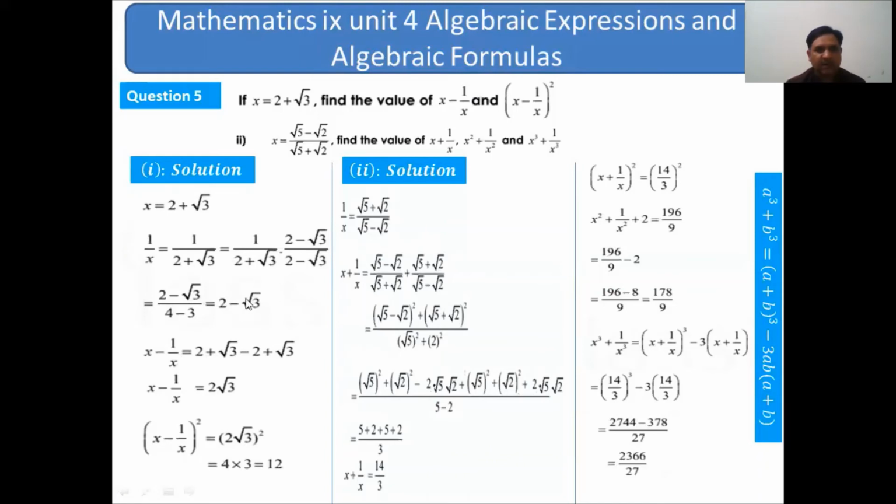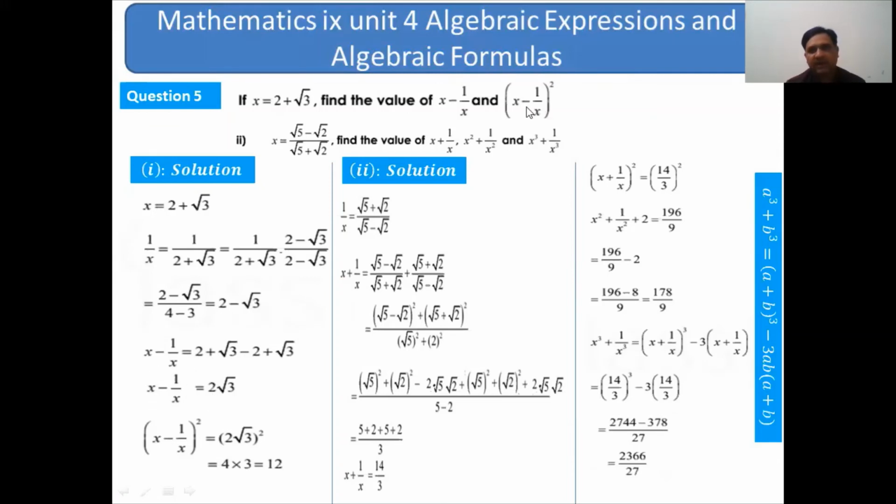When we multiply this with negative, we have minus 2, and this will be positive square root of 3. This minus 2 cancels out with this plus 2, and we are left with 2 square root of 3. So the value of x minus 1 by x is 2 square root of 3.